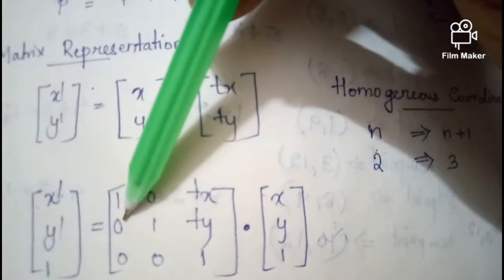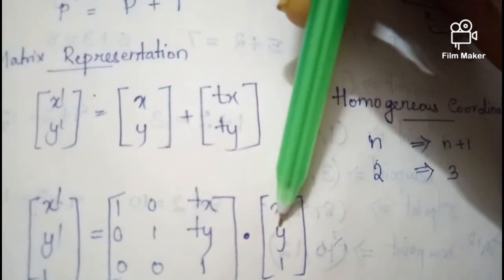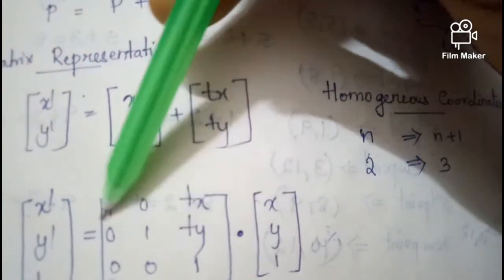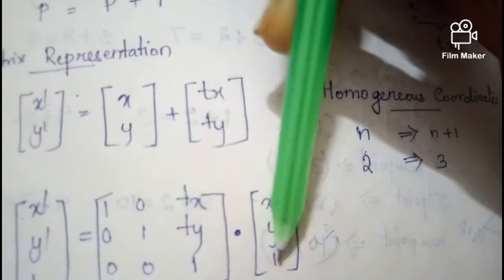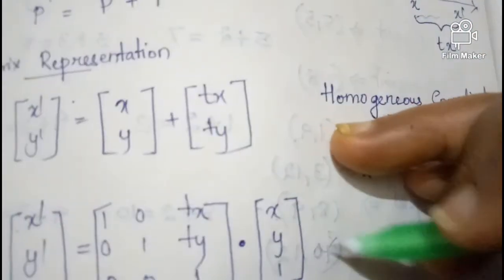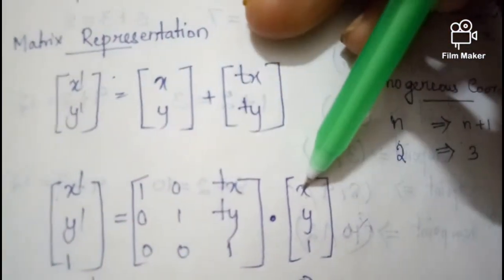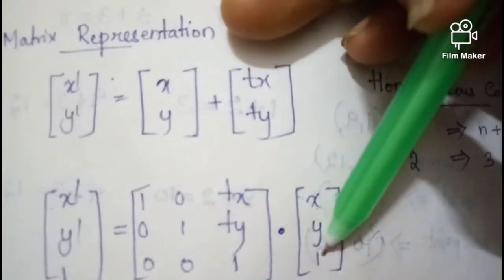Now comes the second row, 0 into x, 0 plus 1 into y, y plus ty into 1, ty. So 0 into x is 0, first term gone. 1 into y, y plus ty into 1, ty. So the second equation you will get is y plus ty. What about the third row? 0 into x is 0, 0 into y is 0, 1 into 1 is 1.